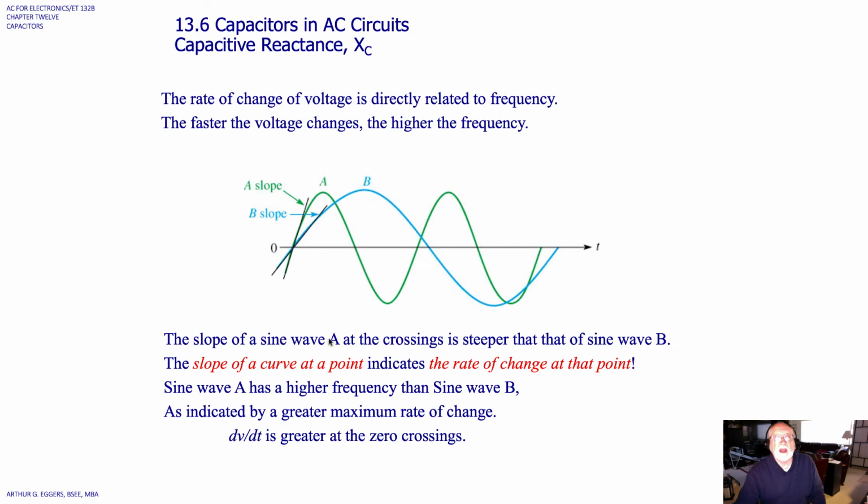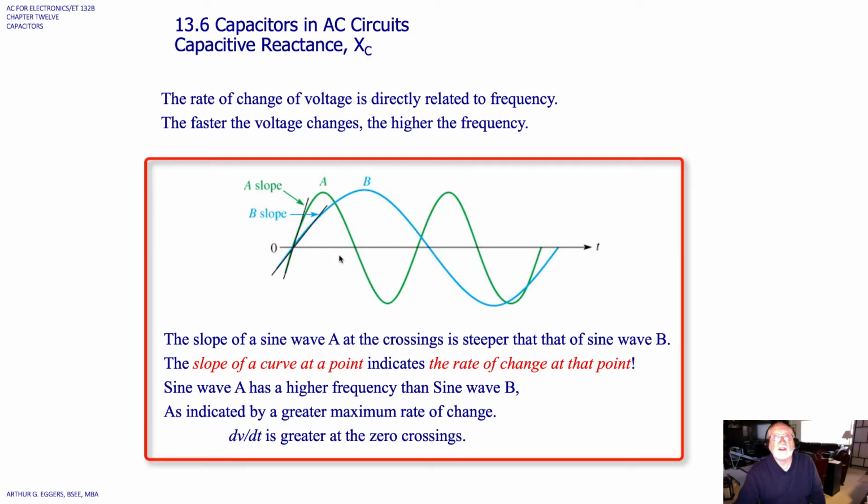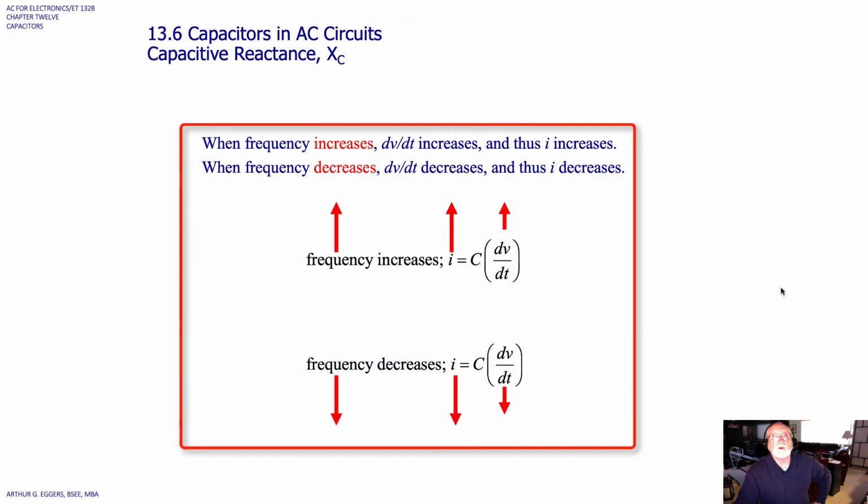The slope of a sine wave A at the crossings is steeper. Well, you can see here, A right there has a steeper slope than the slope of B, which has a little less slope to it. Okay, the slope of a curve at a point then indicates the rate of change at that point. Okay, the instantaneous value really. Sine wave A has a higher frequency than sine wave B, as indicated by a greater maximum rate of change, or the slope. dV by dt is greater than at the zero crossings.